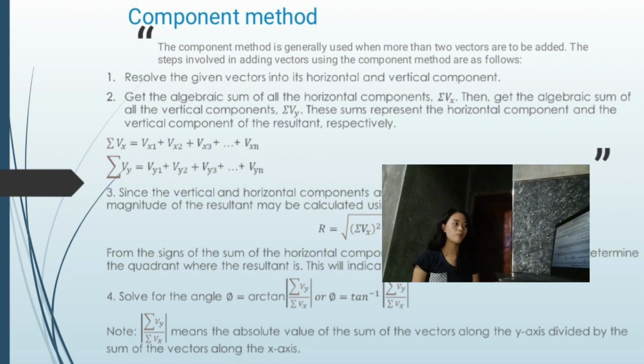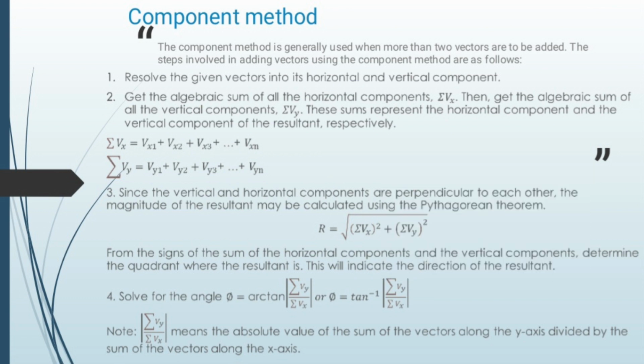Component method. The component method is generally used when more than two vectors are to be added. The steps involved in adding vectors using the component method are as follows. First, resolve the given vectors into their horizontal and vertical components. Second, get the algebraic sum of all the horizontal components. Then, get the algebraic sum of all the vertical components. These sums represent the horizontal component and the vertical component of the resultant respectively.